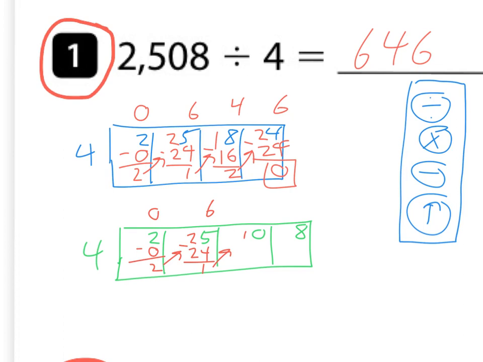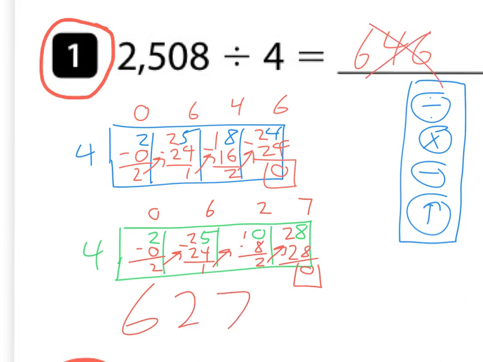4 goes into 10 2 times. 2 times 4 is 8. 10 minus 8 is 2. Bring that 2 up. And finally, 4 goes into 28 7 times. 7 times 4 is 28. 28 minus 28 is 0. This is our remainder. 4 divides evenly into 2,508 and gives me a quotient of 627. So that first one was incorrect.